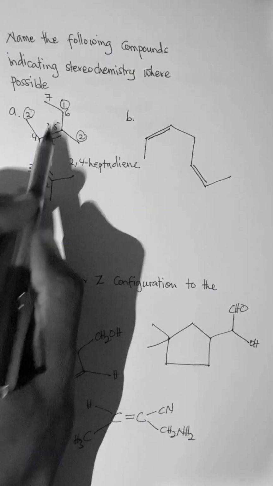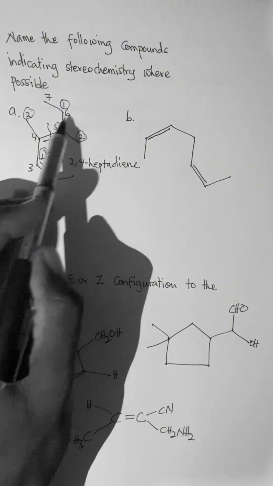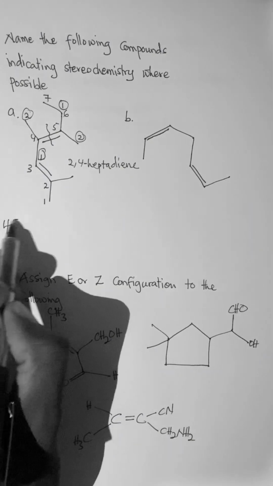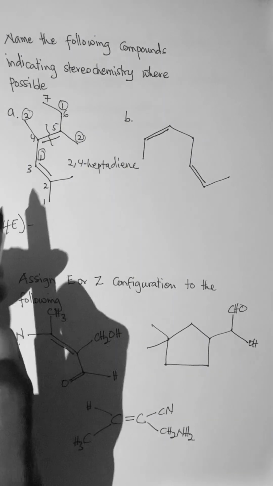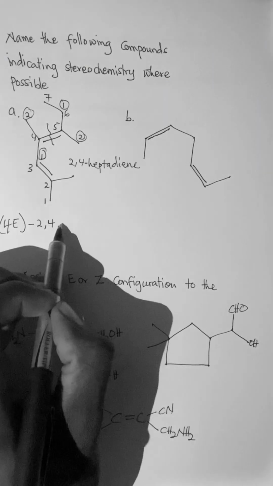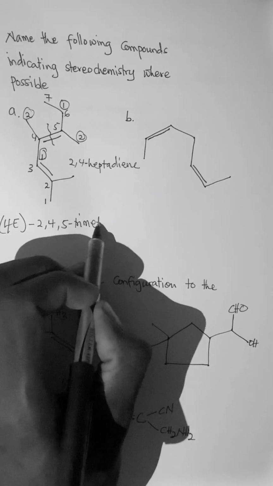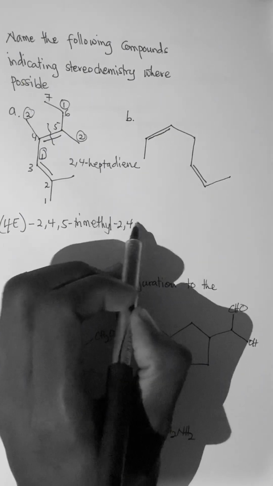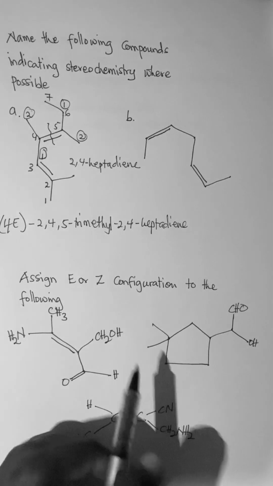So you see that the substituents of higher priority are on opposite sides of the double bond. So this is an E, so we actually have a 4E. Then we have a methyl substituent on carbon number 2, then also on number 4 and then number 5. So 2,4,5 trimethyl, 2,4 heptadiene. So that is the name of that molecule.